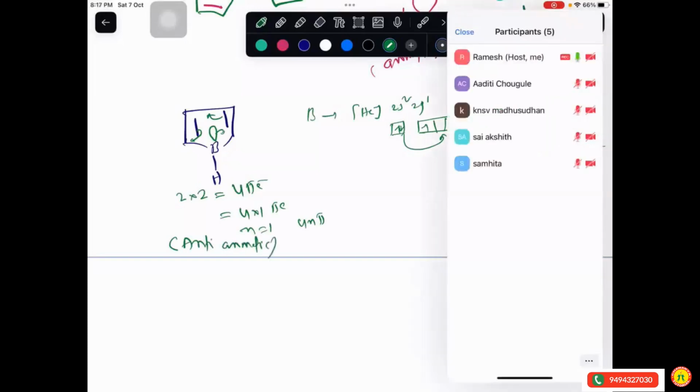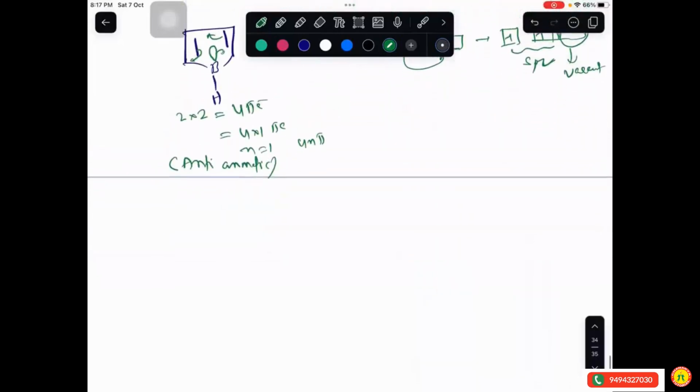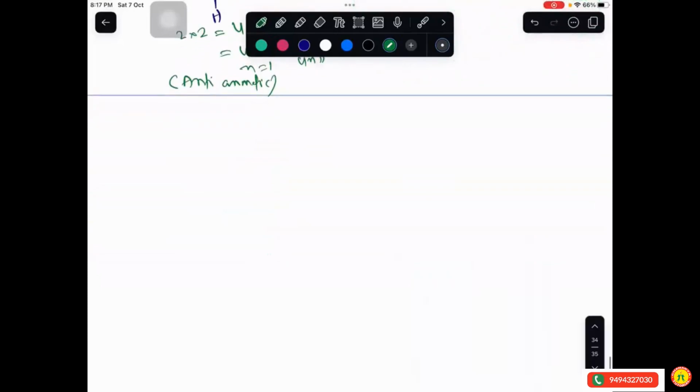Anti-aromatic. So getting my point, Aditi, you're getting? Aditi? Madhusudan? Yes, sir. Madhusudan, you're getting or not? Aditi, any doubt? Sir, I got it, sir. Madhusudan, where are you? Where is Sangeet? Yes, Samhita? Yeah. Okay. Right? Next one. Understanding, right? If you have any doubt, immediately ask me.